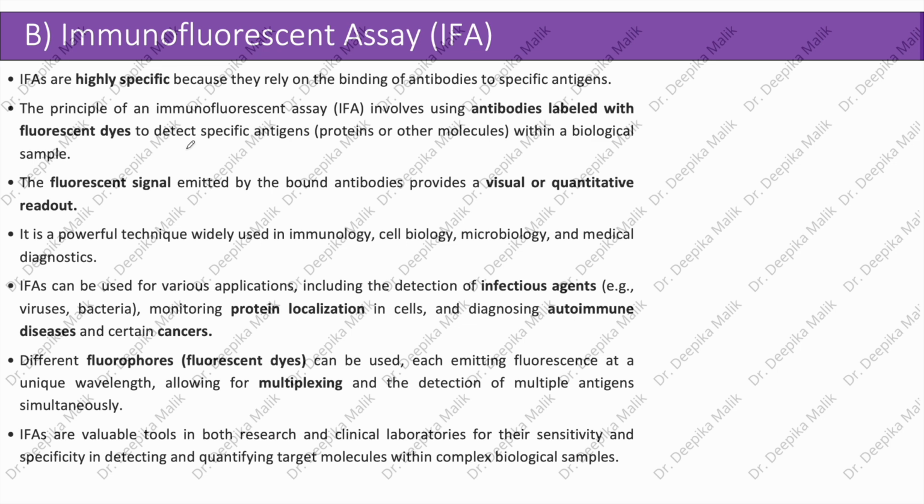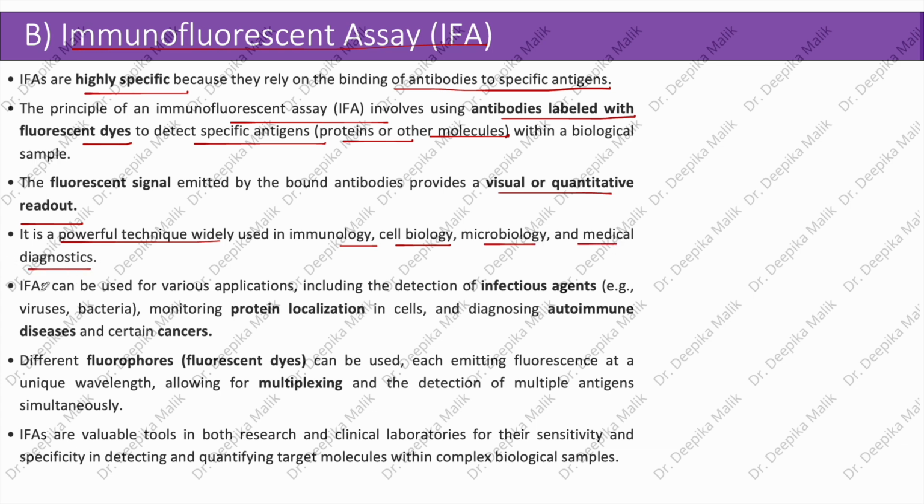The next topic in continuation of the chapter Immunoassays is the immunofluorescent assay. These are highly specific because they rely on binding of antibodies to specific antigens. The principle of the immunofluorescent assay involves using antibodies labeled with fluorescent dyes to detect specific antigens, proteins, or other molecules within a biological sample. The fluorescent signal emitted by the bound antibodies provides a visual or quantitative readout. It is a powerful technique widely used in immunology, cell biology, microbiology, and medical diagnostics.